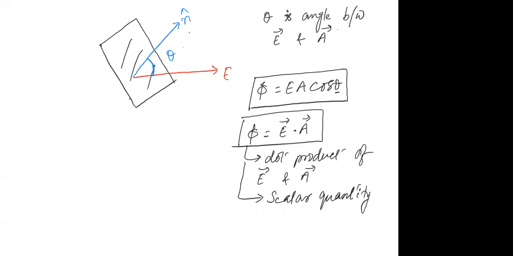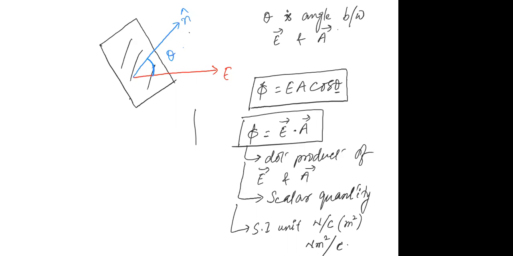Okay, and what will be its SI unit? Who will tell me the SI unit for this? We know that the SI unit for electric field is Newton per coulomb, and for area it is meter squared. So I can write this as Newton meter square per coulomb. Is it clear? This is the SI unit for electric flux, right?